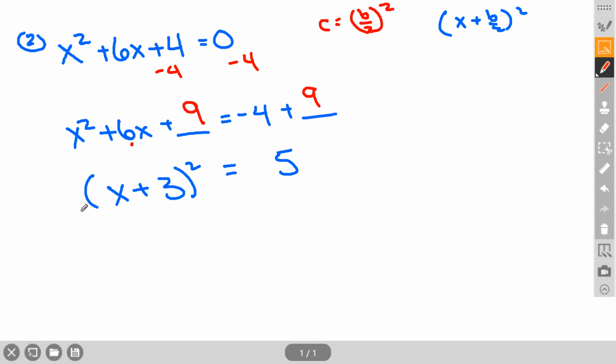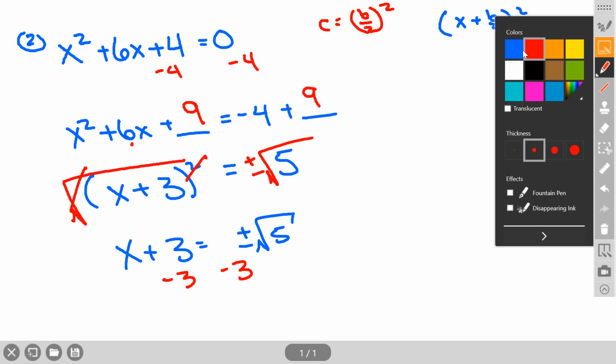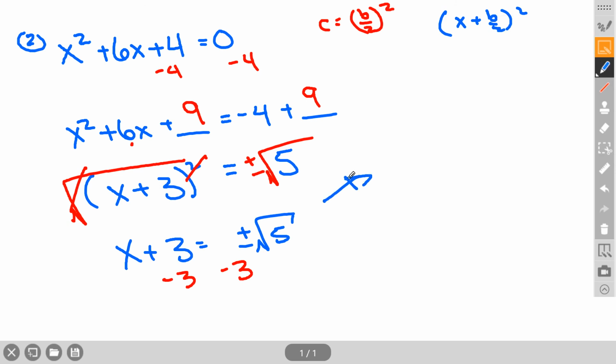Alright, at this point, I can get rid of this square here by taking the square root. Take the square root to the left, take the square root to the right. Since I'm solving, this is plus or minus, and the square cancels. And I'm left with x plus 3 equals plus or minus square root 5. Square root 5 is simplified. That's not getting simplified any more than it is right now, so we're just going to have to leave it like that. Let's solve for x. So subtract 3. So our solutions, x is equal to negative 3 plus or minus the square root of 5.